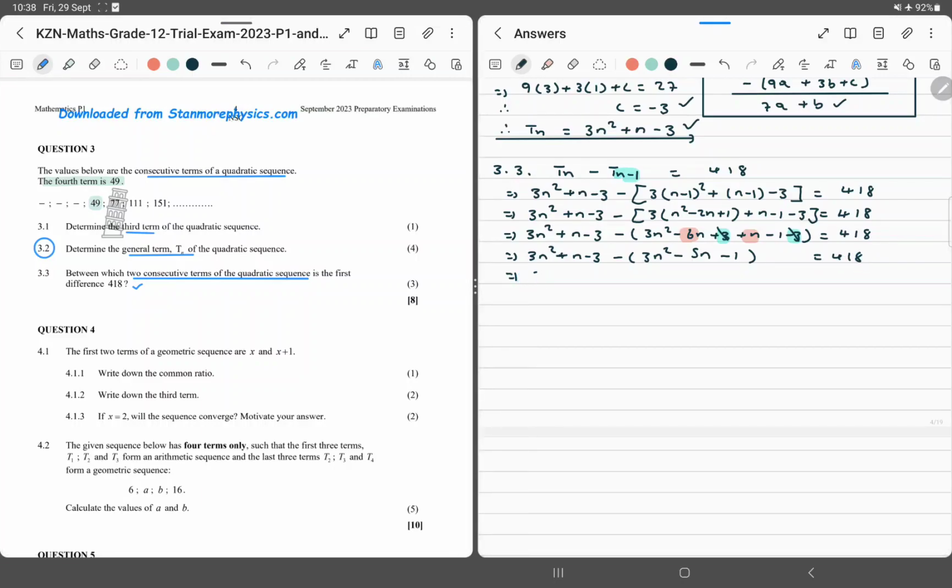Now we FOIL things out. 3n squared plus n minus 3. Sorry for that. This is 3n squared. I don't know, when I start talking, there's this tendency now to have a bit of a throat here, and I don't understand.